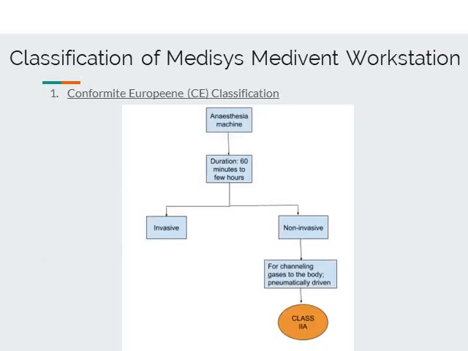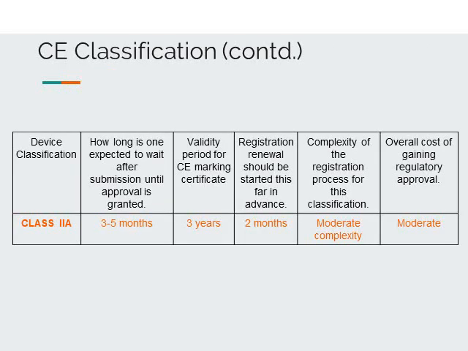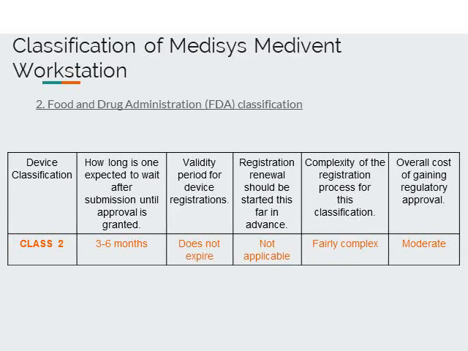There are two ways to classify medical devices. One is CE classification, which puts this device under class 2A based on criteria like duration of usage and whether it is invasive or not. Since the device falls under class 2A, it takes 3 to 5 months for the approval to be granted. The validity period is 3 years, and 2 months prior, the registration for renewal should begin. The complexity of the registration is moderate.